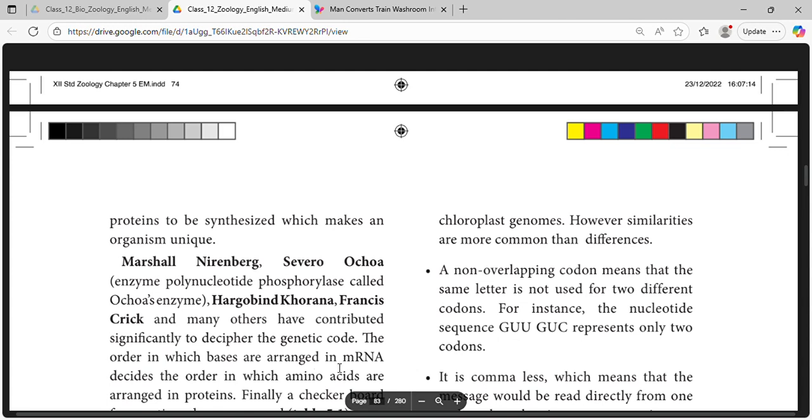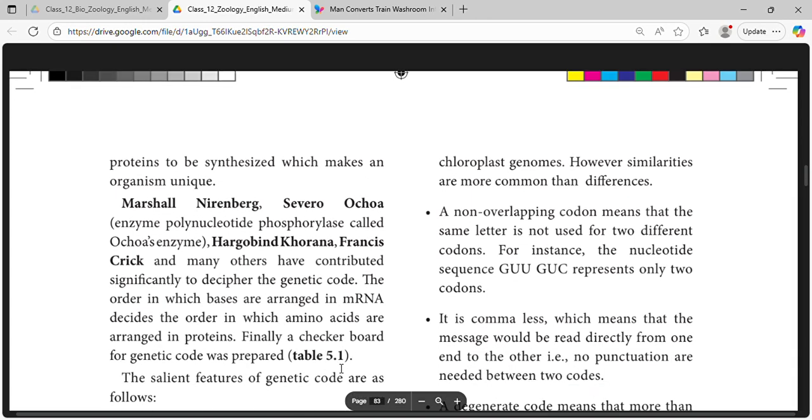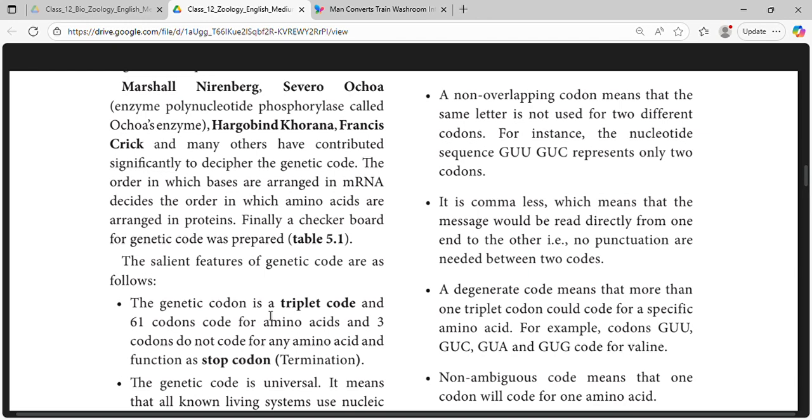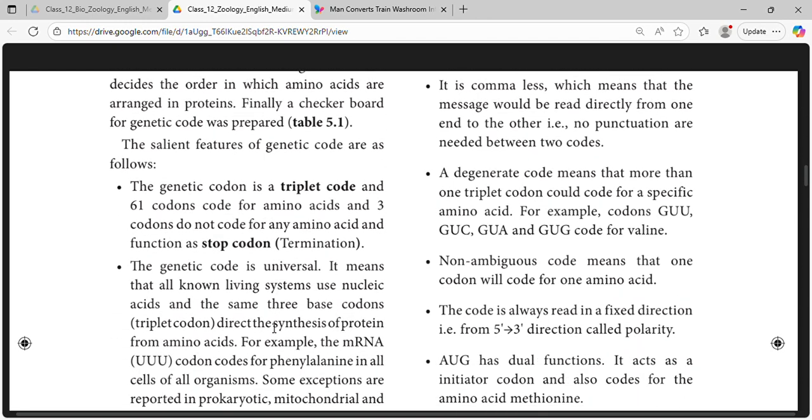The order in which the bases are arranged in mRNA decides the order in which the amino acids are arranged in proteins. The salient features of the genetic code are: the genetic code is a triplet code, 61 codons code for amino acids, and 3 codons do not code for any amino acid and function as stop codons. The genetic code is universal. It means that in all known living organisms, nucleic acids and the same 3-base triplet codons direct the synthesis of proteins from amino acids.